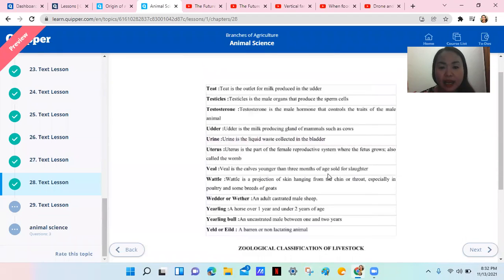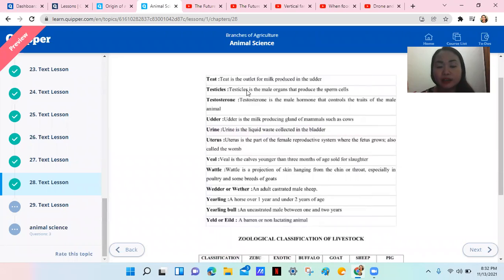Teat is the outlet of milk produced in the udder. Testicles are the male organs that produce sperm cells. Testosterone is the male hormone that controls the traits of the male, and udder is the milk-producing gland of mammals such as cows. Urine is the liquid waste collected in the bladder. Uterus is the part of the female reproductive system where the fetus grows, also called the womb.